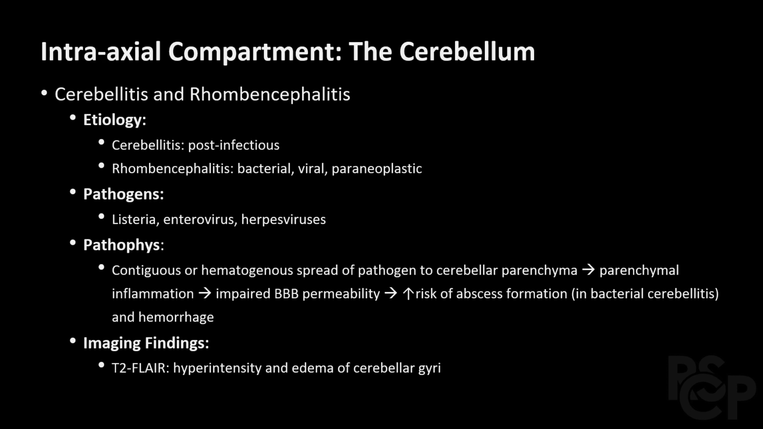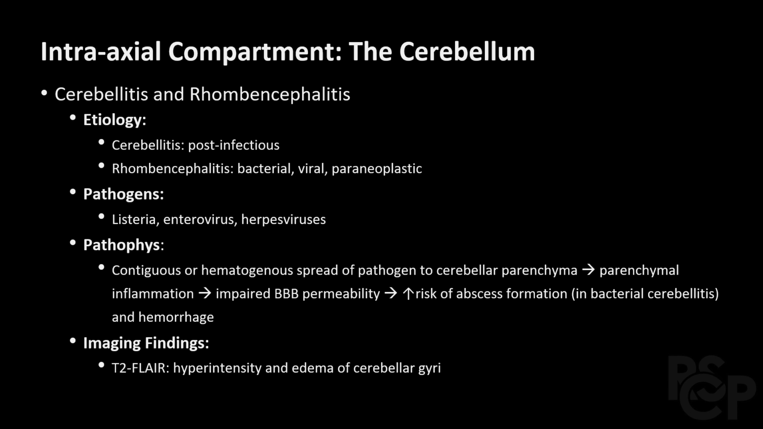So next we'll cover infections of the cerebellum. These are termed cerebritis and rhombencephalitis, similar terminology to that used for cerebritis and encephalitis. Cerebritis is typically used in the context of post-infectious cerebellar inflammation, whereas rhombencephalitis is commonly used in cases of bacterial, viral, and paraneoplastic processes causing inflammation of the cerebellum. Pathogens that are typically involved tend to be listeria, and can also be seen with enterovirus and herpes viruses.